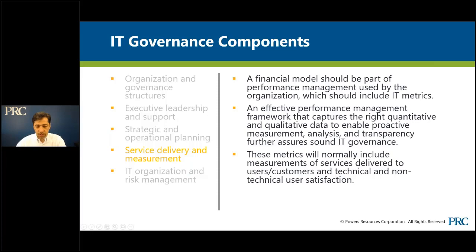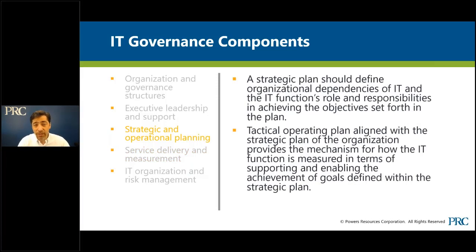Back to the slides. Going back to the strategic and operational planning. So a strategic plan should integrate IT infrastructure into the strategies and then into the operational tactical year-to-year plan. A strategic plan should define organizational dependencies of IT and the IT function's role and responsibilities in achieving the objectives set forth in the plan. And the tactical operating plan is aligned with the strategic plan of the organization, providing the mechanisms for how the IT function is measured in terms of supporting and enabling the achievement of goals defined within the strategic plan.